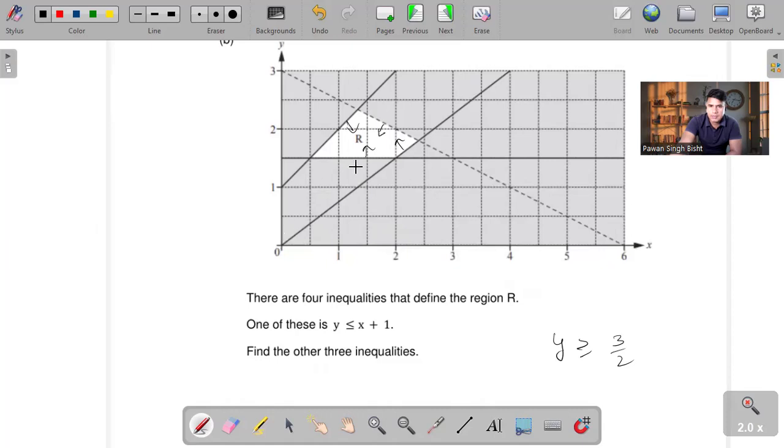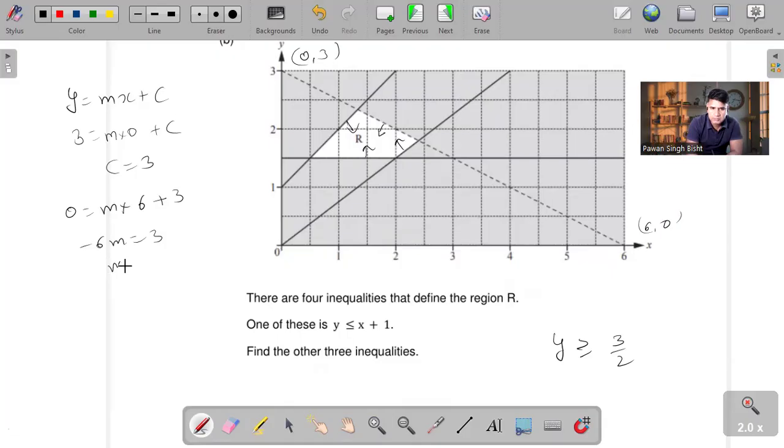Now we find this dotted line. There are 2 points here. This is 0 comma 3, and this is 6 comma 0. Apply y equals mx plus c. If you put y as 3 and x as 0, c comes to 3. Now put in place of y 0 and in place of x 6, and c already calculated as 3. So negative 6m equals 3, so m will be minus 3 over 6, that is minus half.